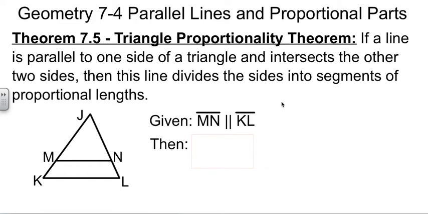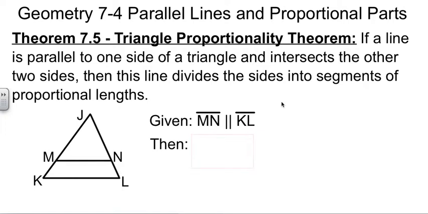This is Geometry, Chapter 7, Section 4, in which we will study parallel lines and proportional parts. Our first idea is the triangle proportionality theorem. It's got a lot of prepositional phrases, it's got a lot of things going on for a fairly simple idea.